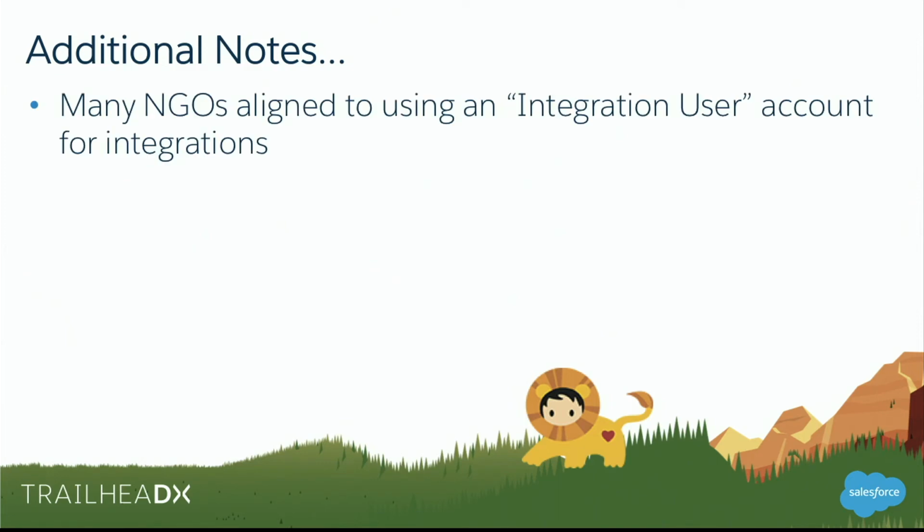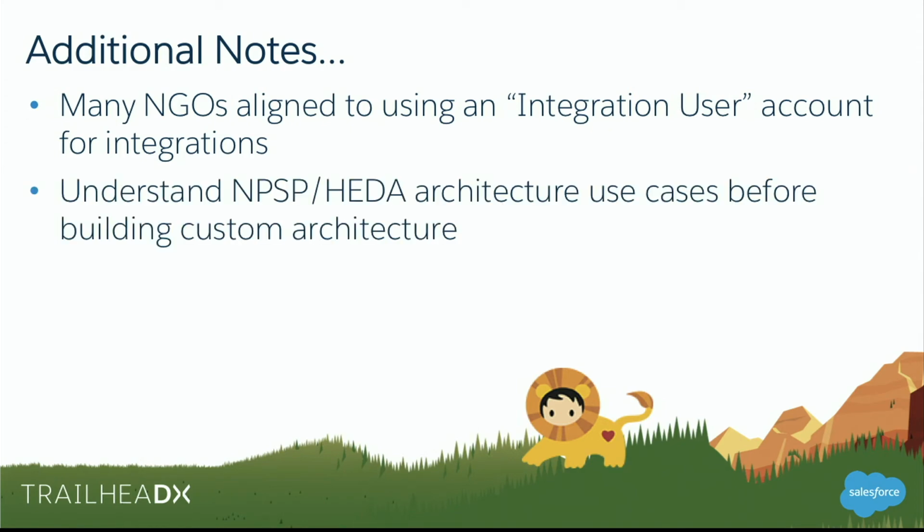Few additional notes. Many nonprofits, and some higher education institutions as well, align to what is called an integration user account. That is basically so that they can keep one user account for all integrations. It's something to be aware of when you're thinking about data skew and record ownership, just to be aware that that happens. Secondly, understand the business process use cases of these applications before building custom. You can actually leverage them for a lot. And if you're curious how our community is leveraging them, you can go to certain places that I'll show you where you can learn about how our customers are using them. That's coming up in another slide.